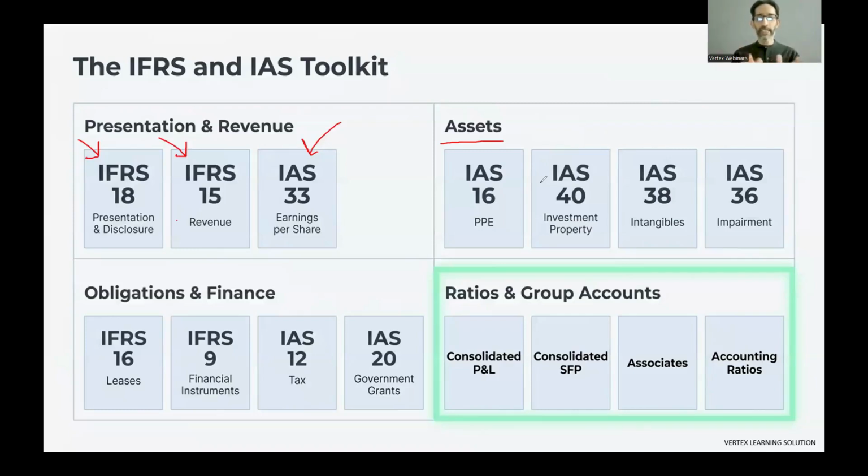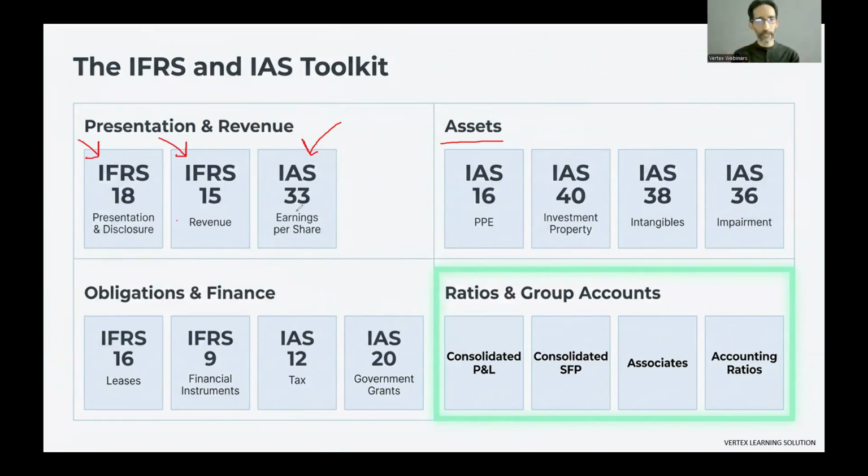With IAS 16, you have IAS 40, the investment property, you have IAS 38, the intangibles, and you have IAS 36 impairment, because the assets get impaired. One of the types of assets is intangibles, and your assets that you use for your business can be set aside as investment property. So this section is very critical. Again, expect all these in all three sections of the exam.